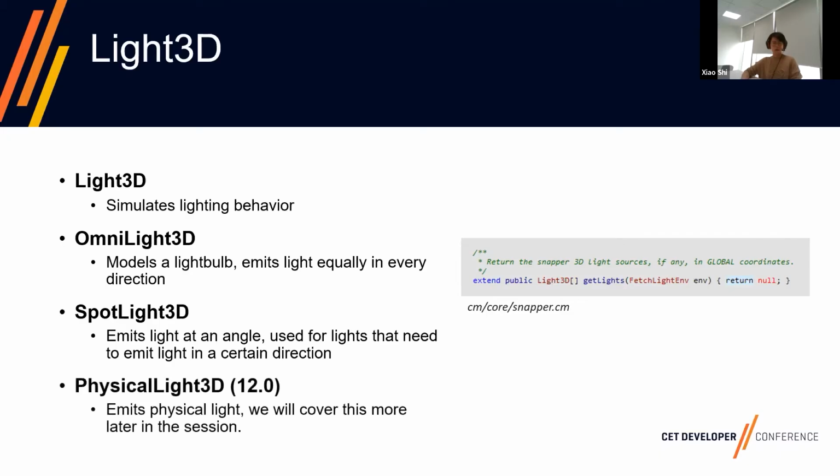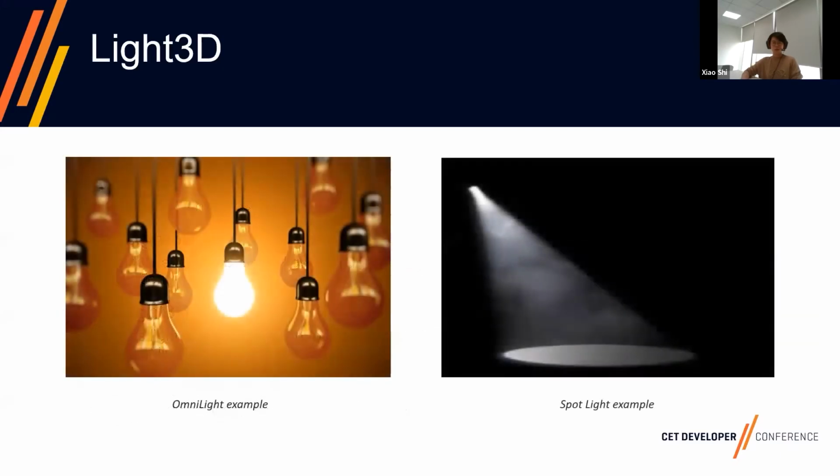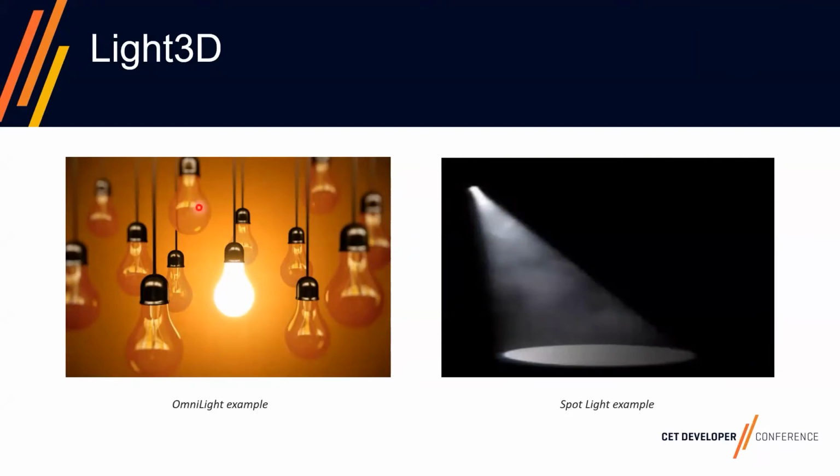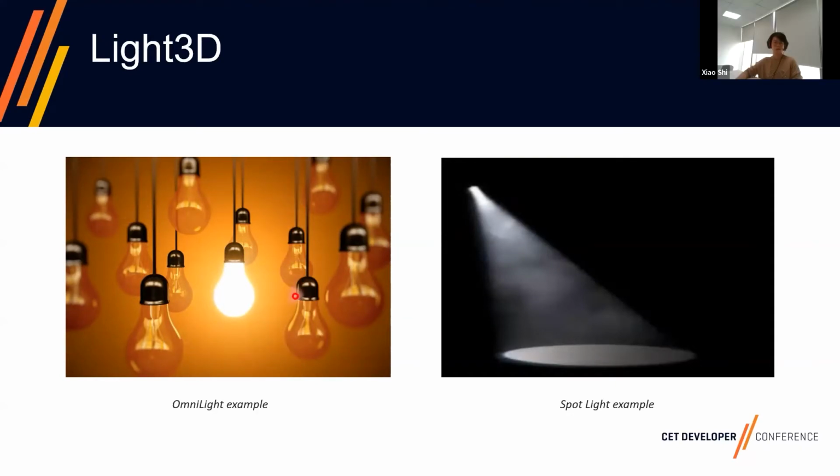We also have something called PhysicalLight3D, which is new stuff in 12.0. I will leave this for later in this session, so we'll concentrate first on the existing Light3D. Here are just pictures of the things that I just talked about. Like this one is just an Omni light example in real life. So you can see that it's shooting everywhere.